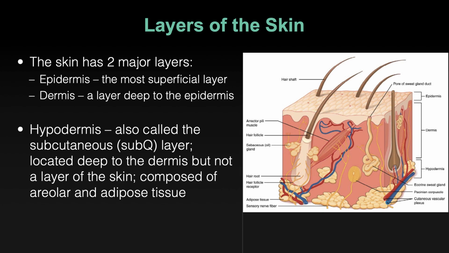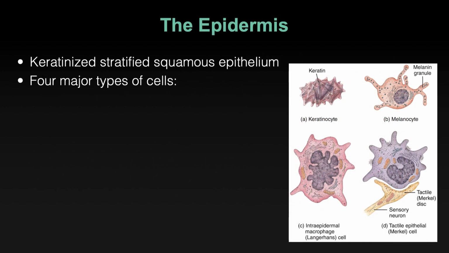So let's start with that first layer, the structure of the skin. What is the skin made of? The epidermis is where a lot of the barrier and protective functions come into play, and they're all due to these cells which comprise the epidermis.